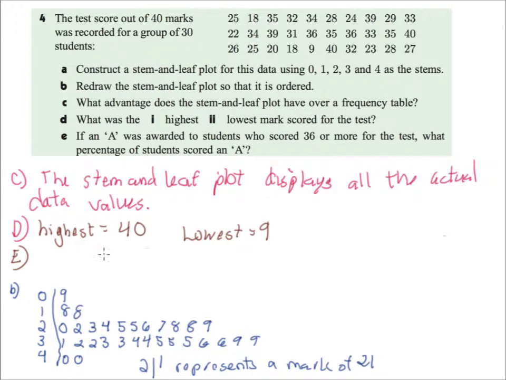A would be a score of 36 or more, so let's look at how many we have of 36 or more. That's 6 of them. We had a total number of 30 data points, times that by 100, and 20% of the students scored an A on this exam.